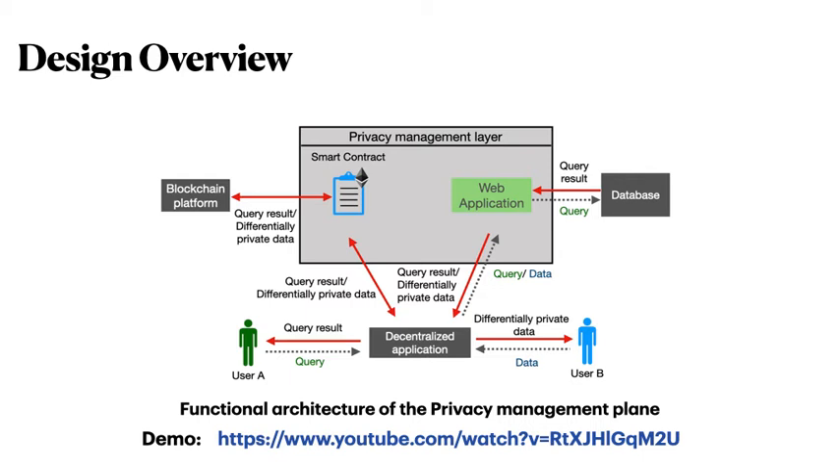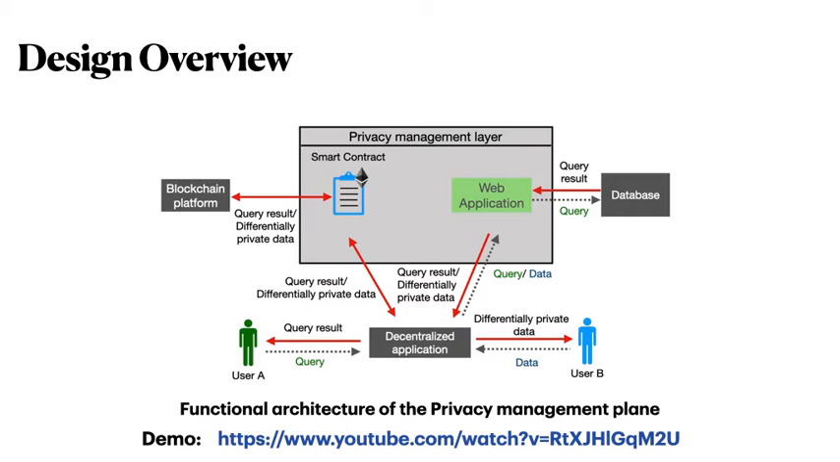Now, this web application, before returning the result to the decentralized app, adds Laplace noise to it, and then through the decentralized app, the smart contract inside the decentralized app, the query result is stored on the blockchain platform from where the user A can read this result.